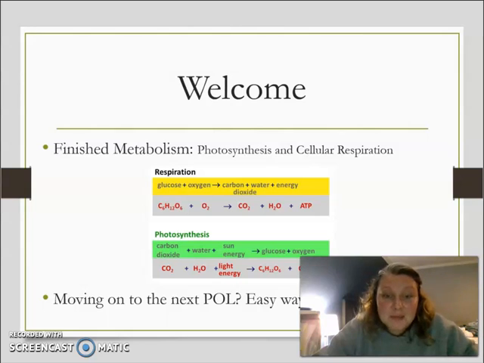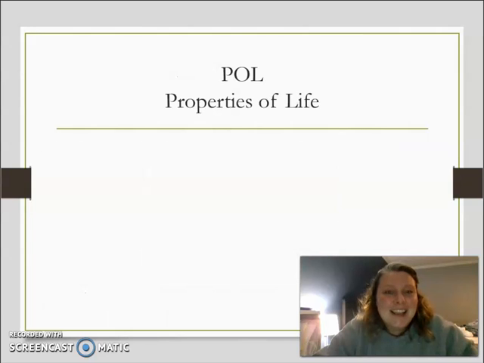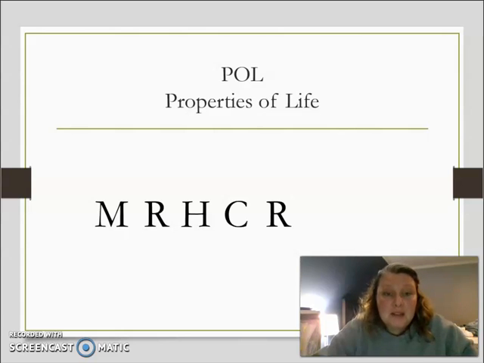Moving on to the next property of life. What is that easy way that I told you to remember all the properties of life? Give you a moment, think about it. That's right, it's Mr. H Craig. The M stands for metabolism, reproduction, homeostasis, cells, response to environment, evolution, and growth and division.